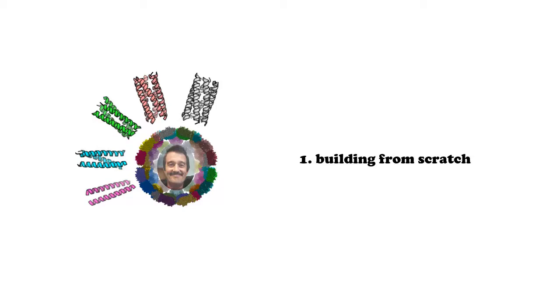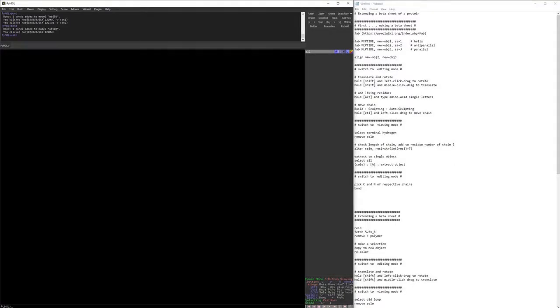So first things first, building your secondary structure from scratch and linking two secondary structural elements together. This video is in response to a question that I was asked in the comments about how to extend a beta sheet of a protein structure. I thought first of all we could fabricate that protein structure, and in the next section we'll do it on a native structure.